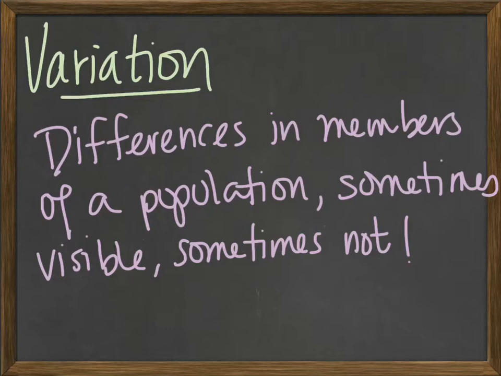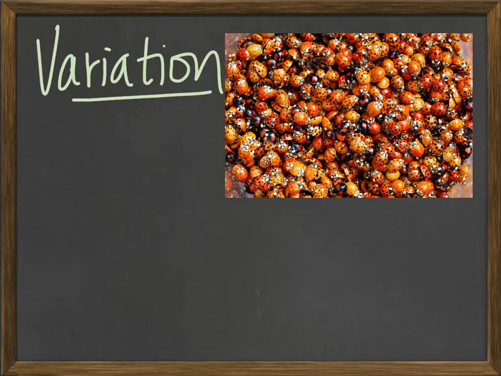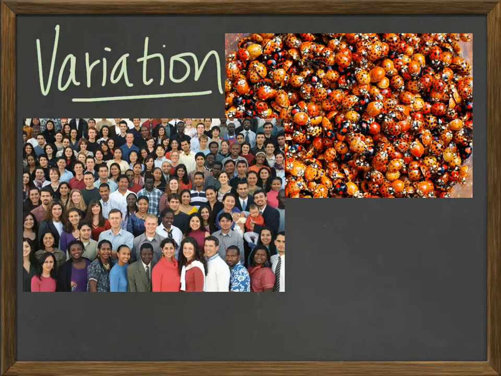Sometimes those differences are visible to the naked eye. Sometimes they're not. Here we've got a population of Asian ladybird beetles. And we can see that there are different shades of red and orange. They have different numbers of spots. There might even be a few sneaky little other species in there. But there's variation in the population that we can see with the naked eye. Here's a population of human beings, and we can see variations in height and coloration and hair color and all sorts of things like that with the naked eye.